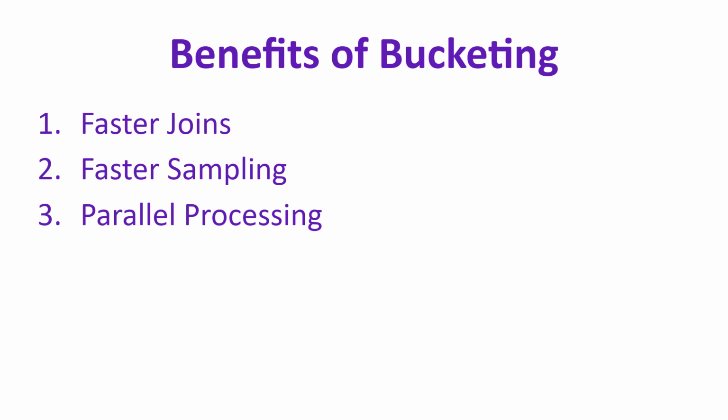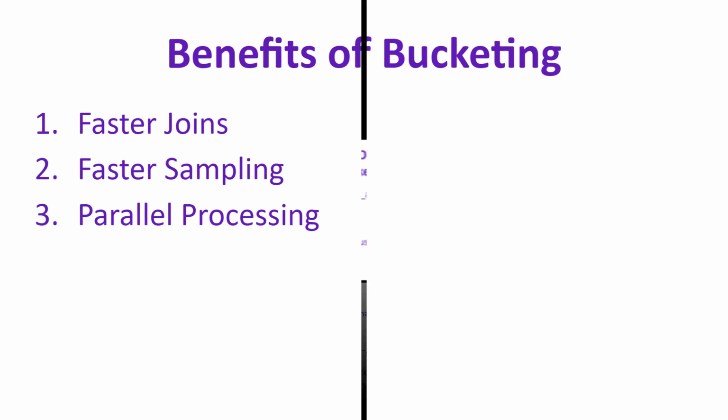So, why use bucketing? Here are the main benefits. Faster joins. When two tables are bucketed on the same column and the same number of buckets, Hive can perform bucketed map joins, skipping the shuffle stages. Faster sampling. You can quickly query a subset of the data. Parallel processing. Queries can be executed in parallel using multiple mappers, each one on a separate bucket.